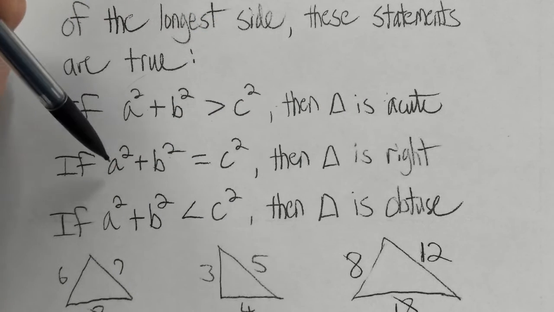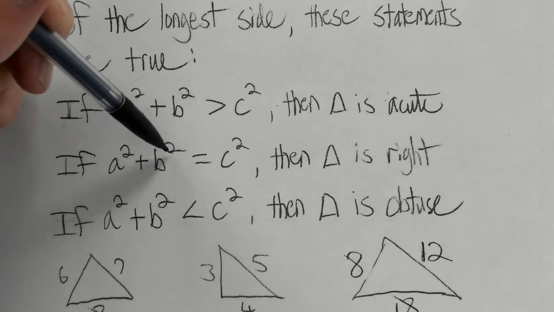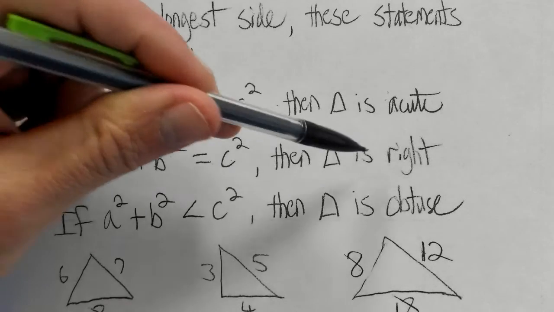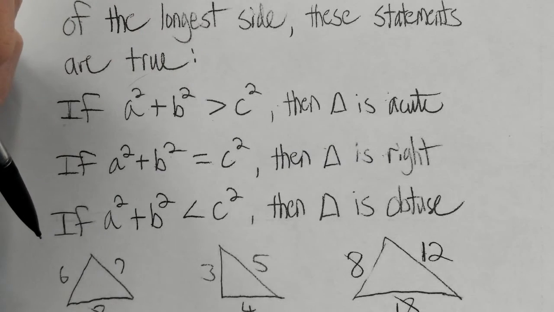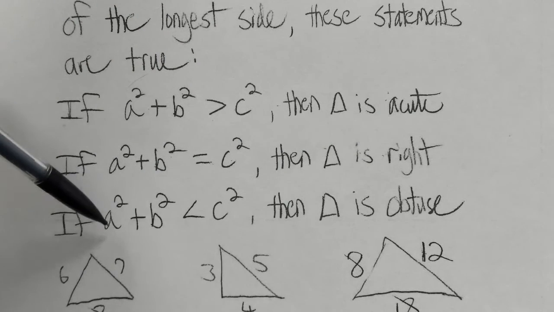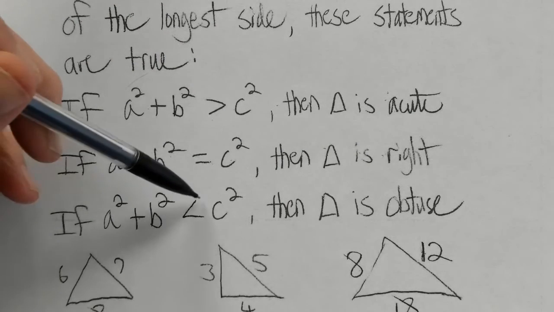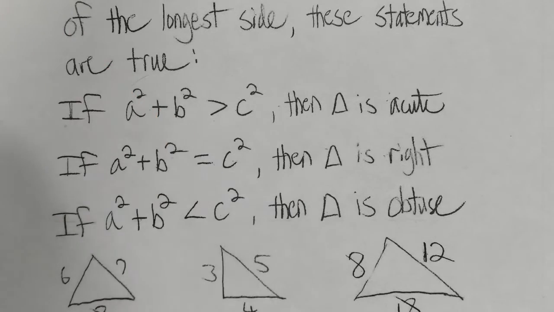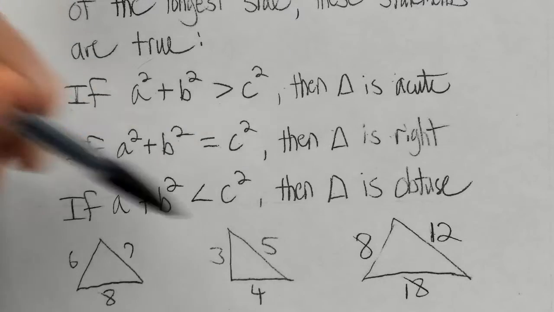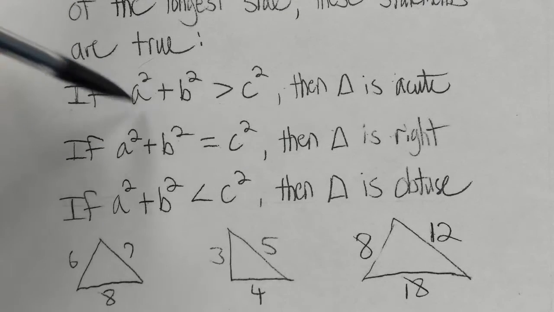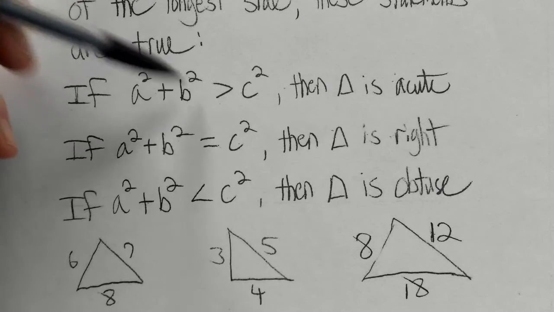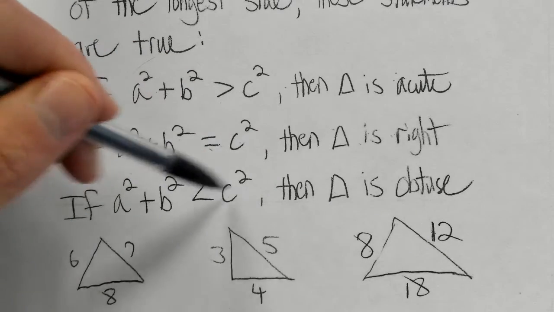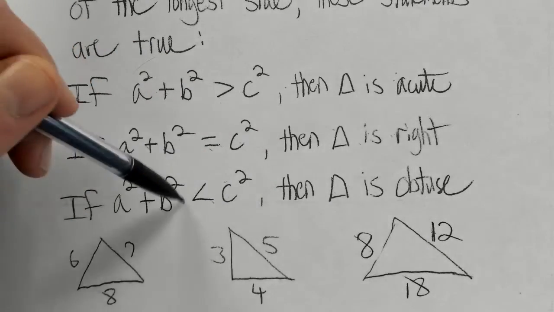If the A squared plus the B squared equals the C squared, then we know from the Pythagorean theorem that it is a right triangle, right? And if the A squared plus the B squared is less than the C squared, then we know that the triangle is obtuse. Okay, so if the A and the B squared part are more, it's acute. If they're equal, it's right. And if the C squared part is more, then it's obtuse.